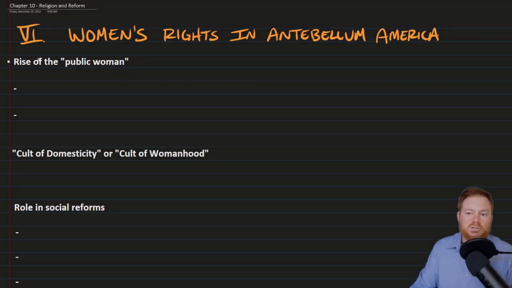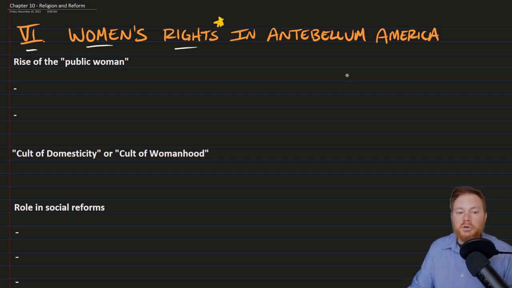All right, last section, section 6, women's rights in antebellum America. So, one of the major consequences of these various reform movements in the pre-Civil War period is the emergence of the women's rights movement. And we can think about the women's rights movement as being, in some ways, an outgrowth of earlier reform movements. So, there were a couple of things that contributed to the quote unquote rise of the public woman.